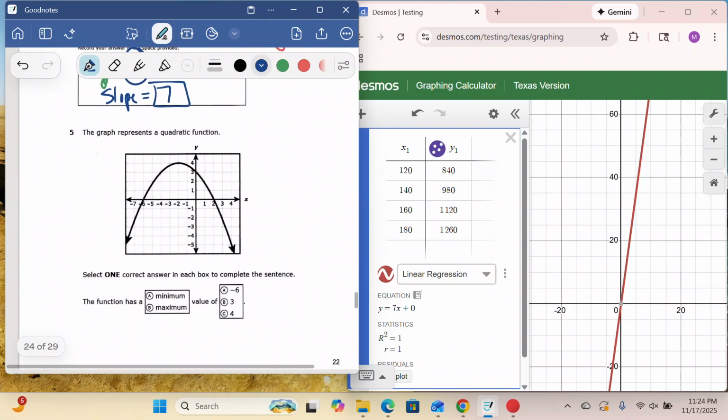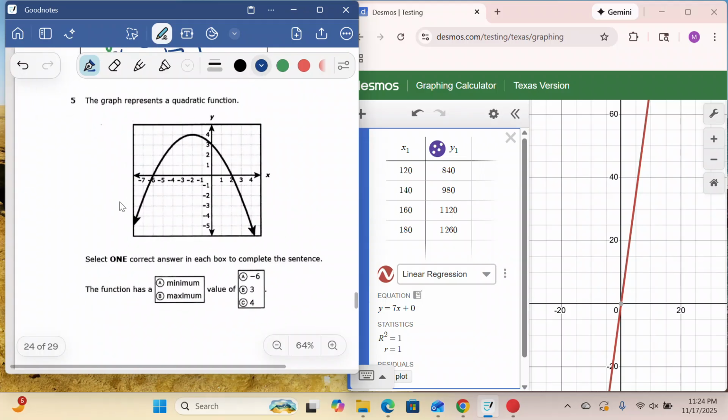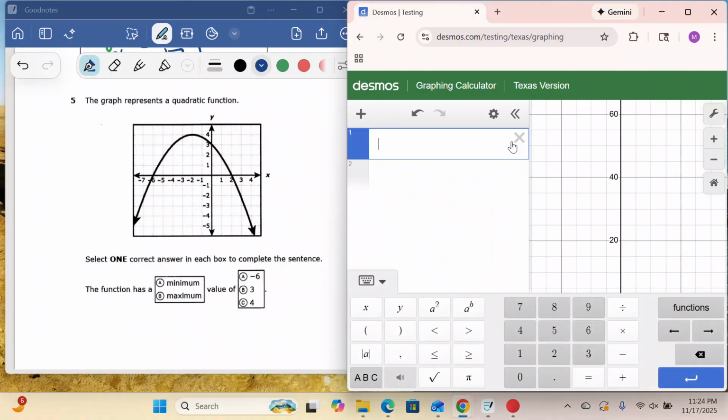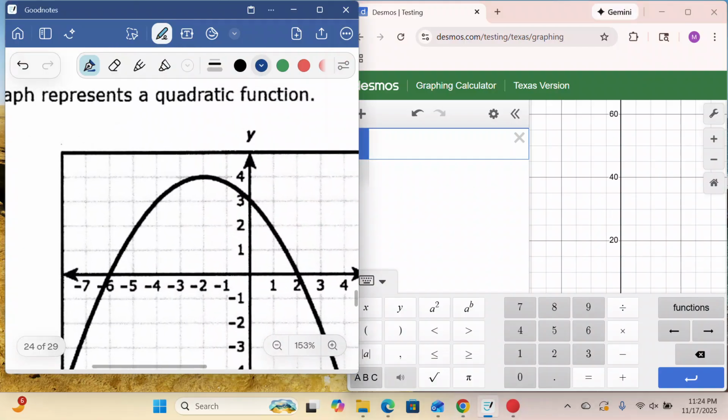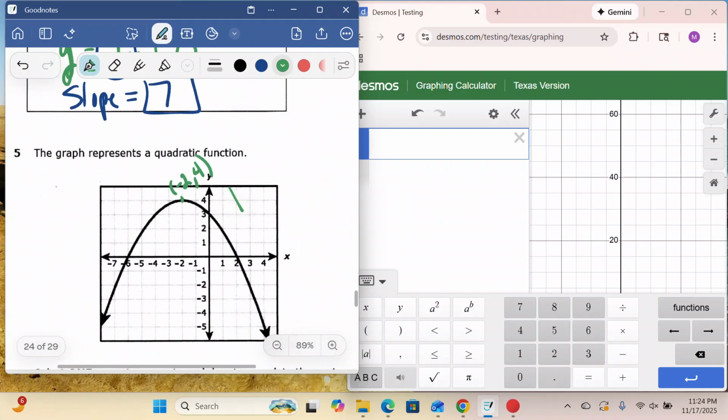This one's an easy one. The graph represents a quadratic. Try to see if we can do this one. Select one of the answer choices in the box to complete the sentence. First of all, is this a minimum or a maximum? By looking at the graph, where's my vertex? I'm going to find my vertex and I'm going to label it. It's about right there. And my vertex, the x is -2 and the y is 4. So that is my vertex. This is a maximum.